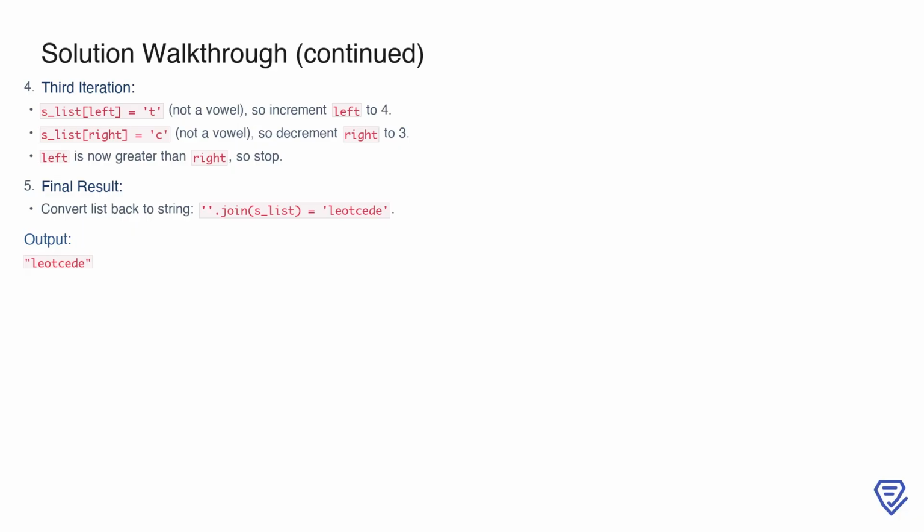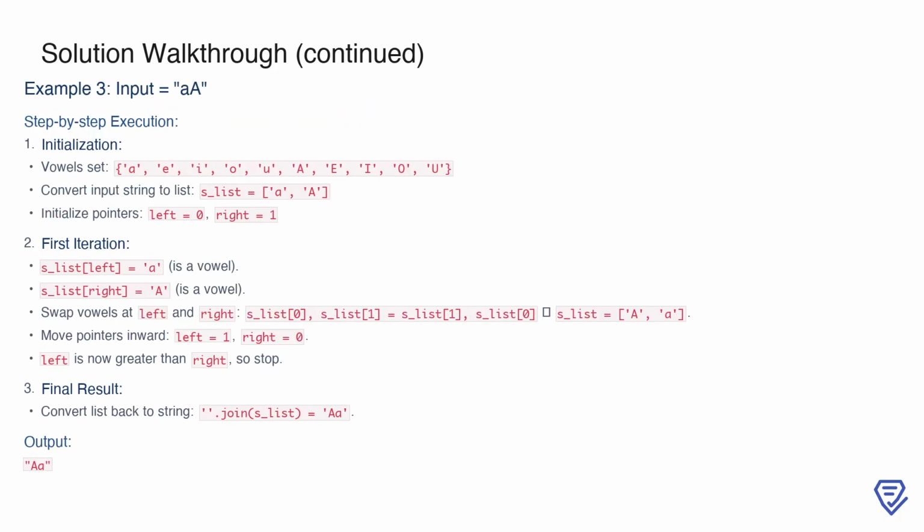For the third example, we handle a short input, AA. As usual, we initialize the vowel set and convert the string to a list. The left pointer starts at index 0, and right starts at index 1. In the first iteration, both pointers identify vowels, at left and at right. We swap these vowels, updating the list. After the swap, we move the pointers inward.